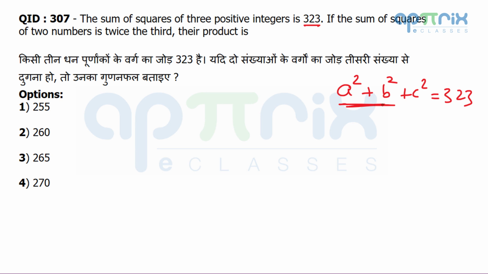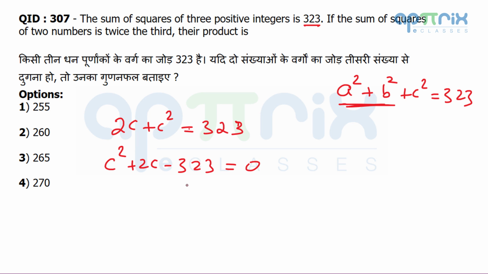It is also given that the sum of the squares of two numbers is twice the third. That means A square plus B square will be equal to 2C. So I can simply write 2C plus C square is equal to 323. Quadratic equation, right? C square plus 2C minus 323 equal to 0. Factorize it, you are going to get 19 times 17 to be equal to 323.